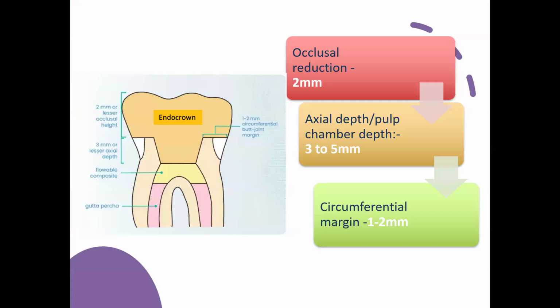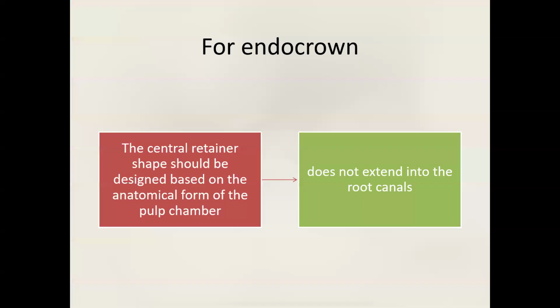So the occlusal reduction should be 2 mm. The axial wall depth, or the pulp chamber depth, should be an adequate 3 to 5 mm. And the circumferential margin should be 1 to 2 mm when you are giving an endocrown.